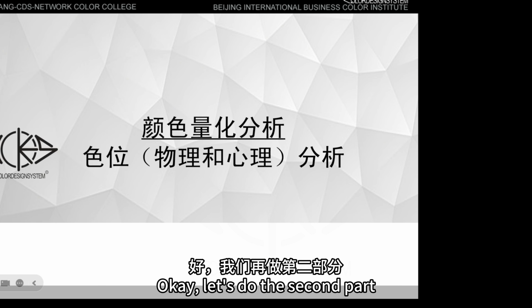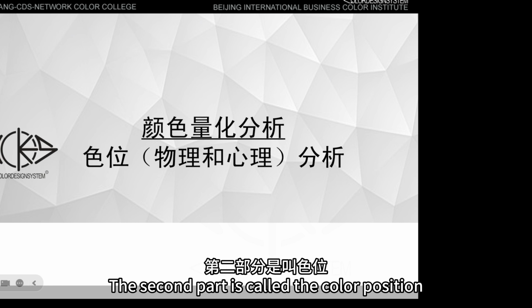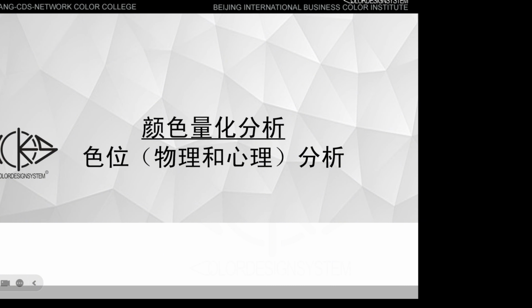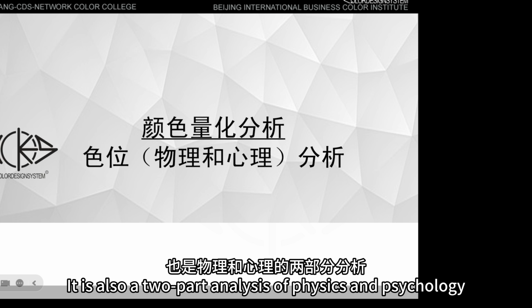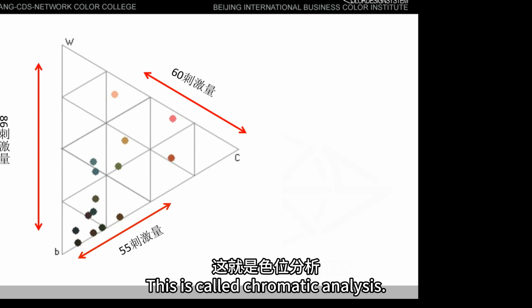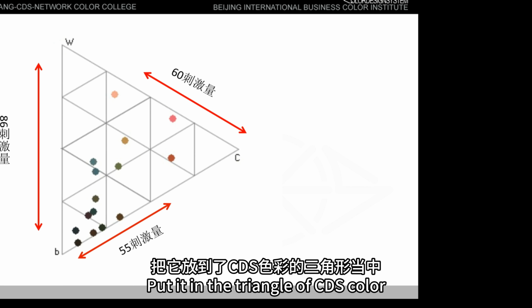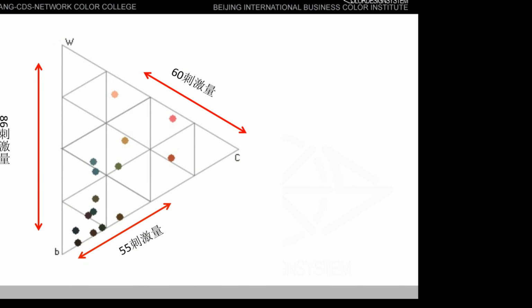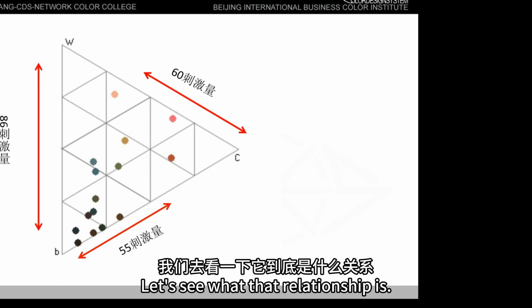Okay, let's do the second part. The second part is called the color position, chromatic analysis. It is also a two-part analysis of physics and psychology. Let's take a look. The so-called color position is to put the 15 colors just now in the triangle of CDS color, that is, in our color space. Let's see what that relationship is.